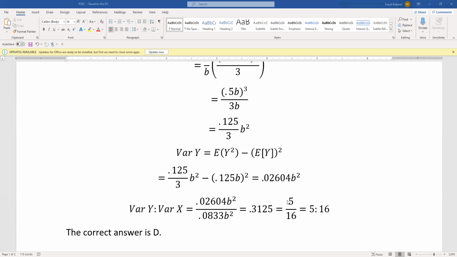The answers that are given are in terms of ratios, and 5/16 is the fraction that is equal to 0.3125. So the ratio is 5:16. That's choice D.